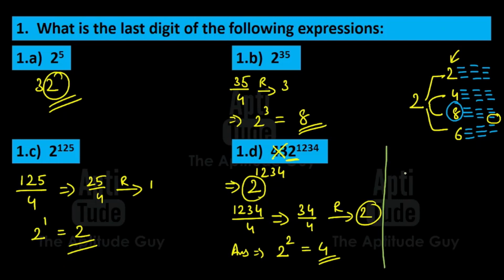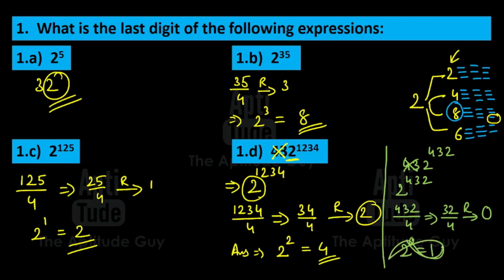For example, if at all you have a number which says 432 to the power 432. Now what to do? Again 43 makes no use at all. So we have 2 to the power 432. Now 432 divided by 4 is equivalent to 32 divided by 4. What is the remainder? The remainder is 0. So does that mean you have to do 2 to the power 0 that is equal to 1? No, no, no, no, no.